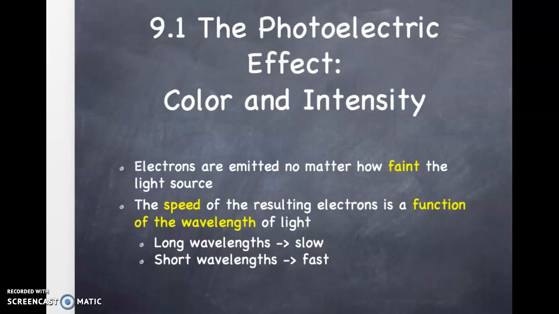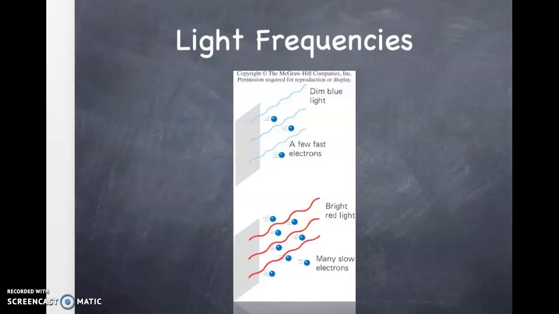The photoelectric effect, color and intensity. Electrons are emitted no matter how faint the light source, firstly. The speed of the resulting electrons is a function of the wavelength of light. Long wavelengths yield slow-moving electrons. Short wavelengths yield fast-moving electrons.